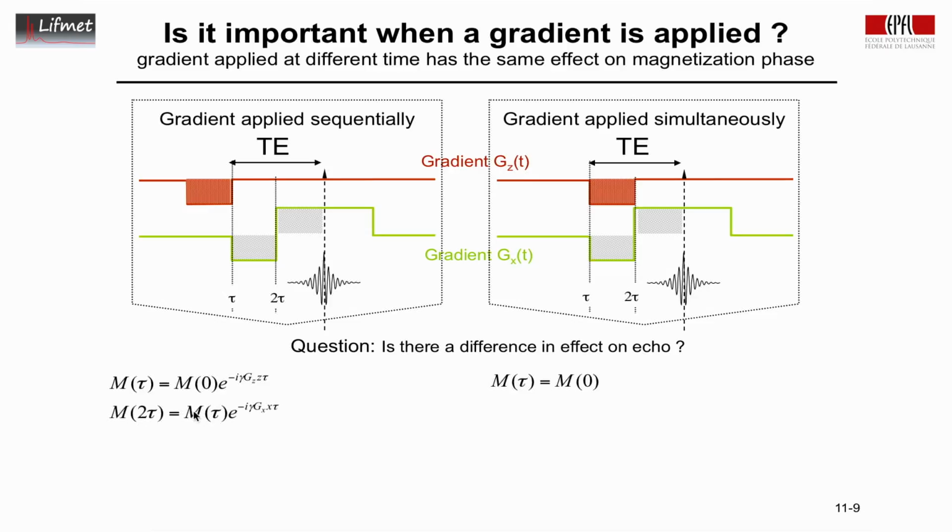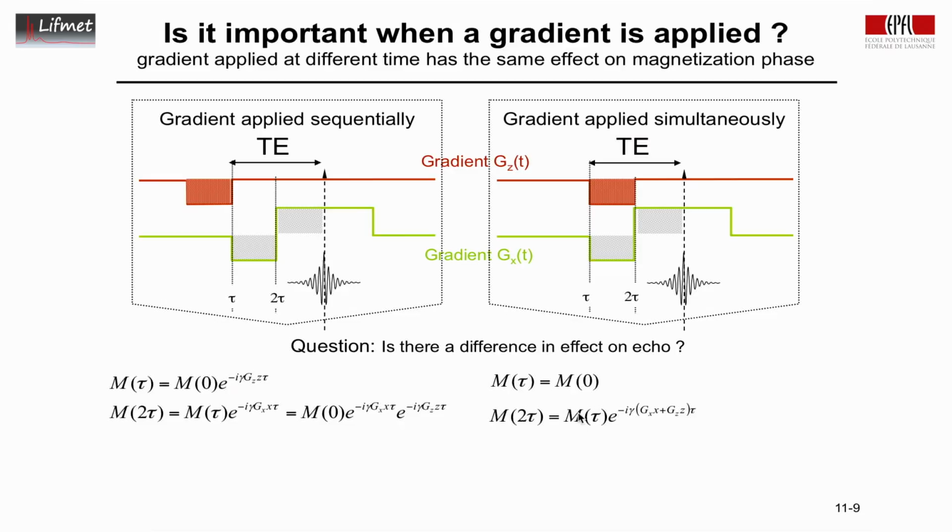At time 2 tau, we have the magnetization at time tau that we start with. We're always talking about transverse magnetization, of course, times e to the minus gamma gx times x times tau. The time from here to here is tau. So that's the magnetization at time 2 tau. And we can now substitute M of tau, the magnetization at time tau, into this equation here. We get this term over here.